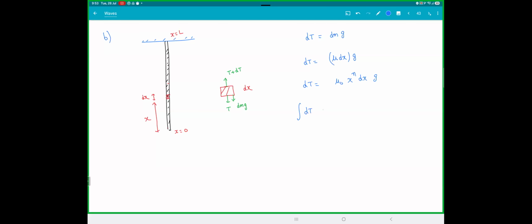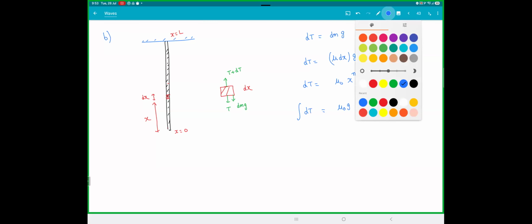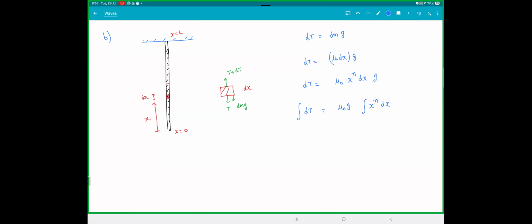Integral is on both sides. So dT is equal to mu naught g integral x power n dx. What is the tension at the free end? I told you this multiple times. Free ends will always have zero tension. If an end is not attached to anything, it will not have any tension. Free ends and free surfaces will have zero tension and zero pressure. So at x is equal to 0, tension is 0, which is not true every time. So this is 0 to x and this will be 0 to T. So from here I got tension is equal to mu naught g x power n plus 1 by n plus 1. So this is the tension at a distance x from the bottom.